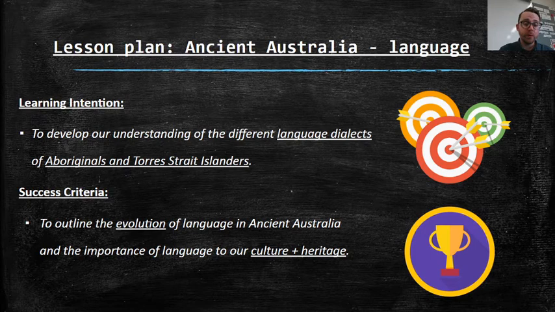This lesson we are looking at the ancient Australian language. So we're looking at the different language dialects, or types of language, of Aboriginals and Torres Strait Islanders. Our success criteria is to outline the evolution of language in ancient Australia. So how has it changed, why has it changed, and the importance of language to our culture and our heritage.